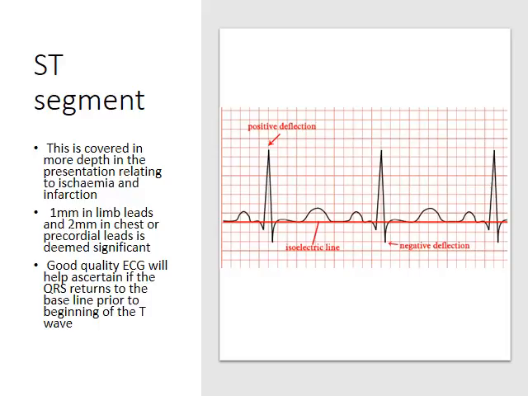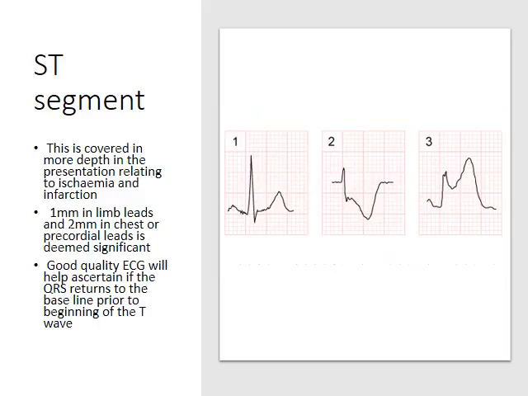The ST segment should be electrically neutral. If we drew a line through the ECG between positive and negative waveforms, we would call this line the isoelectric line or the neutral line. The ST segment should be on this line.